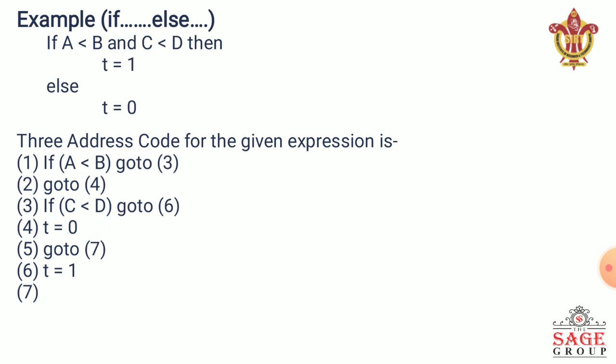And after that we execute our true part, which is t equal to 1, and 7 is the end of the 3 address code statements. So with the help of AND logic, when both conditions are true, on the basis of both conditions being true, we are able to execute our true part.